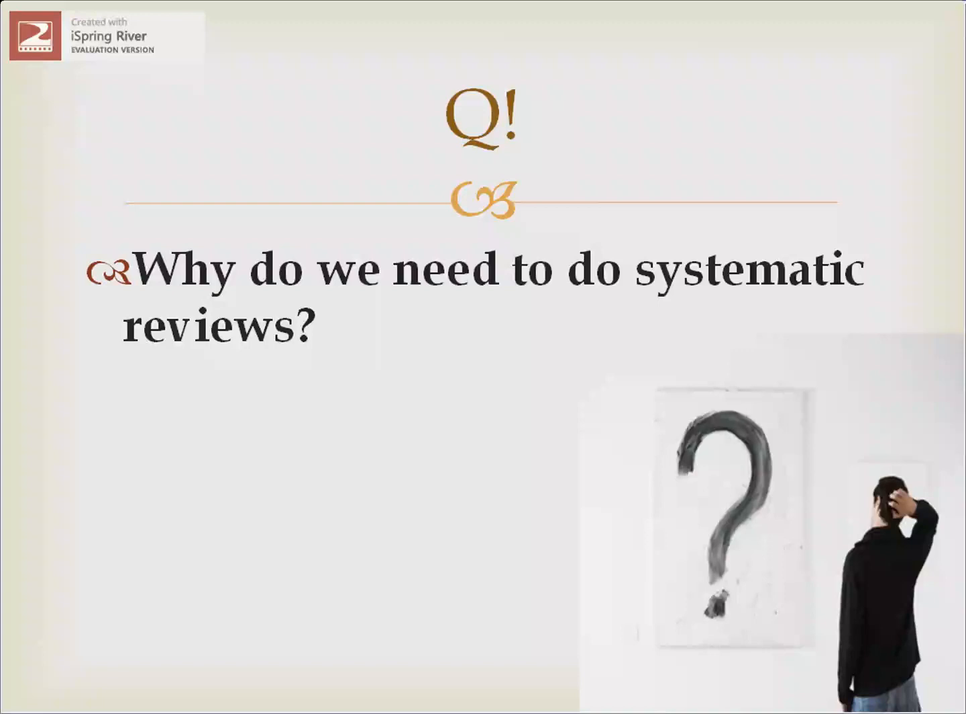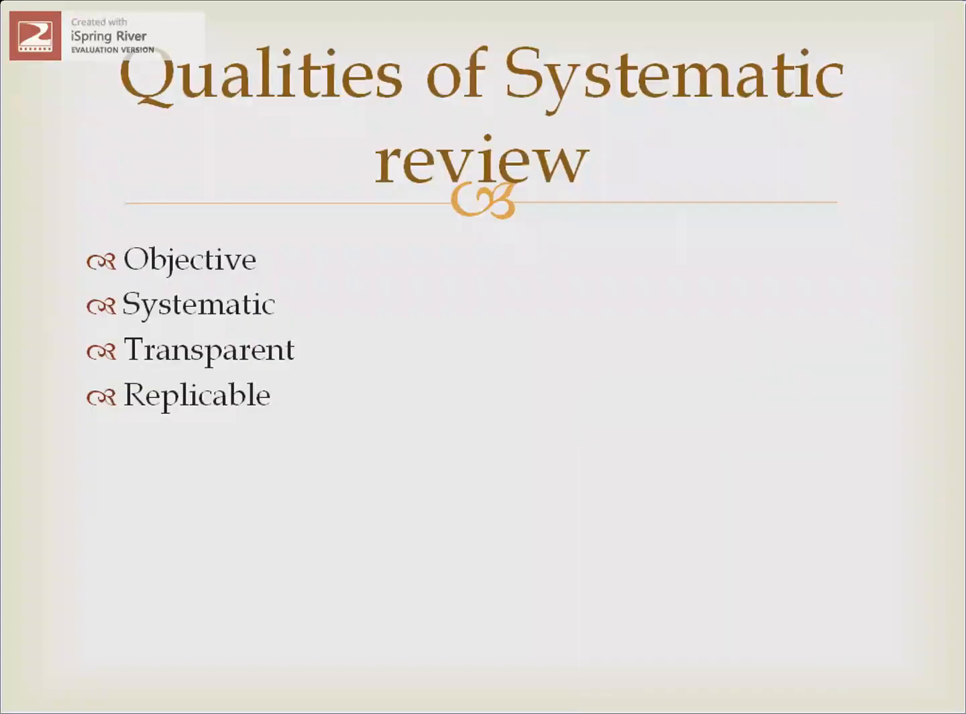Now just think, you are actually nowhere because the results are so confusing. In these situations, when you combine all these 5 studies, do a systematic review and meta-analyze those results, then you can present robust data and you can make the situation clear. So that's why we need systematic reviews. Systematic reviews have certain qualities: they are objective, systematic, transparent, and replicable.